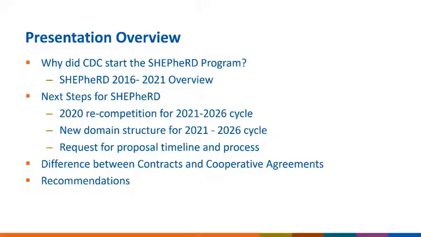We'll talk about the new domain structure, and then we'll give you some pointers on the request for proposal, the timeline and process. We'll talk very briefly about the differences between contracts and cooperative agreements, since we do have a lot of academic research partners that apply for the contract and may not be familiar with the contract mechanism. And then we'll end off with some recommendations for your proposal writing.